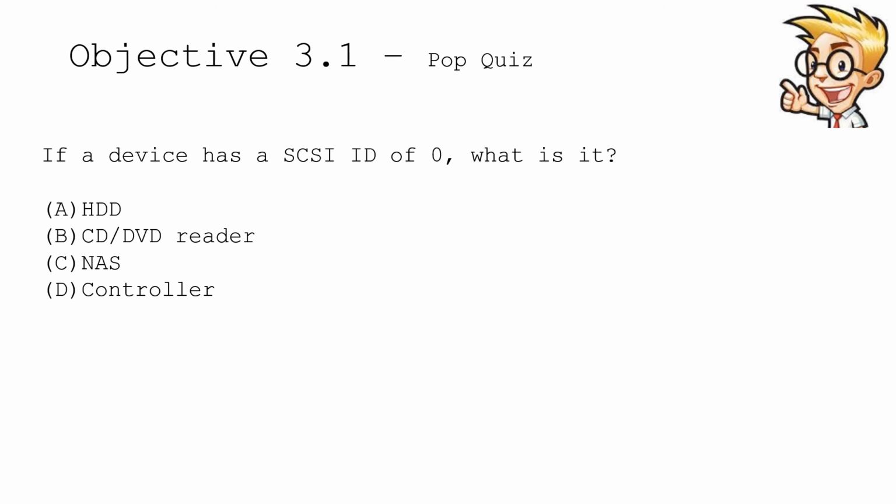Okay, we're at the end of Objective 3.1, SCSI. Here's a question. If a device has a SCSI ID of 0, what is it? It's more of a legacy question, but you may see SCSI daisy chains and ribbons when you're working in IT. Okay, A, hard drive disk. B, CD or DVD reader. C, a network attached storage. Or D, the controller.